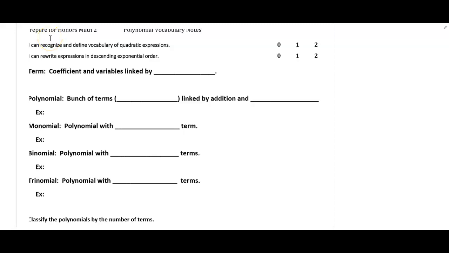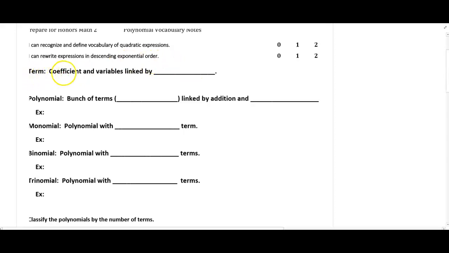One thing as you get into higher level math that you have to kind of know is what we call operations with polynomials. And knowing what a polynomial is is very, very important. Okay, so this will help. These are like prerequisite skills for Math 2. So let's take a look.